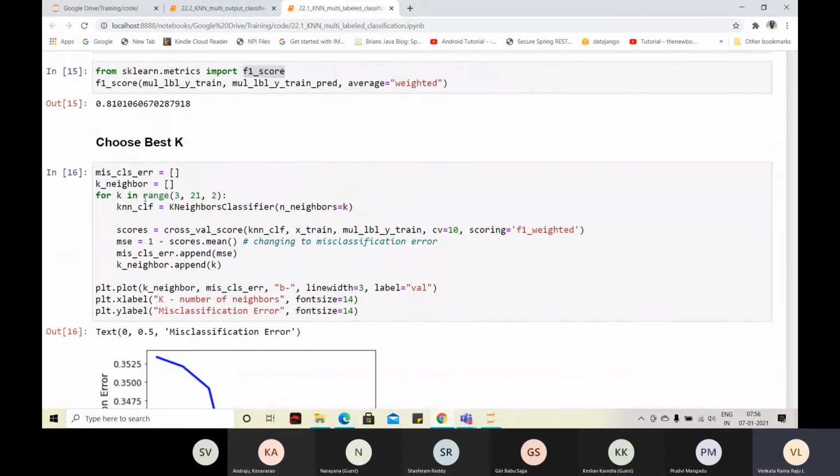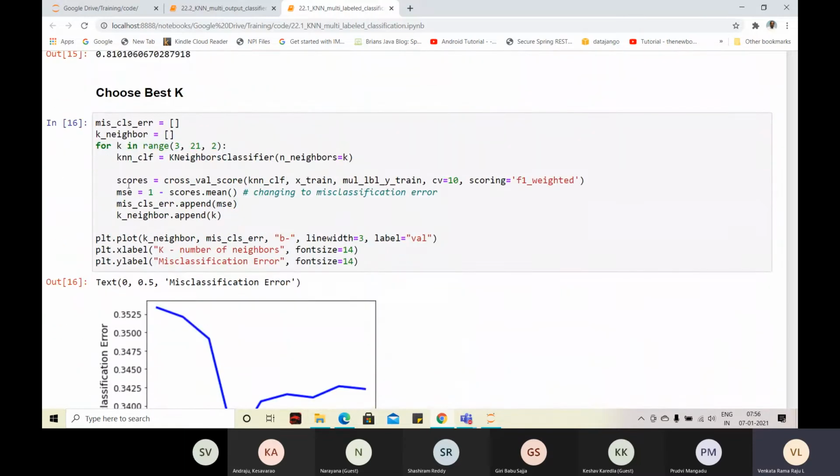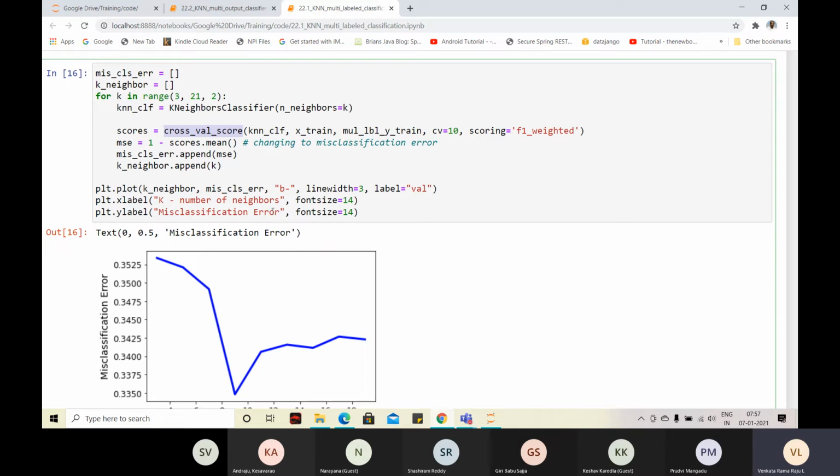To decide that, it's trial and error again. So I have taken a range from 3 to 21, step 2. Why? Because if you look at this range method, it is taking 3, 5, 7, 9, like that, odd numbers only. But 21 it's not going to take. And then we are in a loop, building the k nearest neighbors with 3, with 5, with 7, with 9, like that. And then I am doing cross-val score. What will cross-val score do?